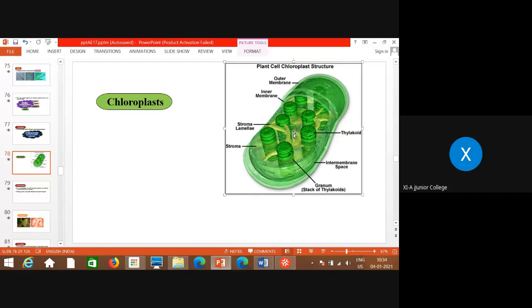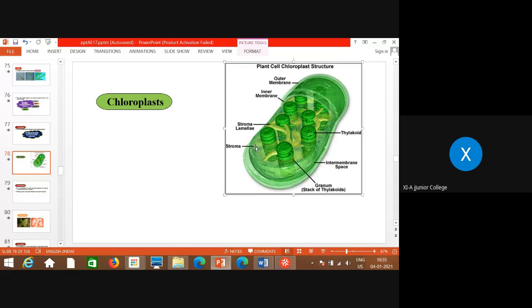is the same. That is, they show an outer layer, an inner layer, and a space between the outer and inner layer, which is called the intermembrane space. Then inside the inner membrane, you can see the matrix. That matrix is called the stroma. This matrix is a semi-fluid structure.